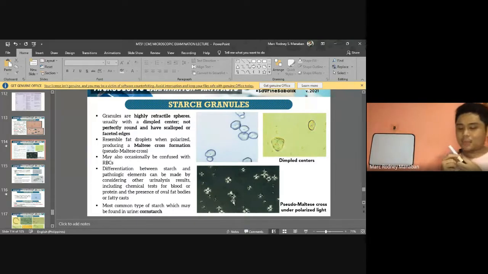Alright? So, which ones exhibit a Maltese cross formation? Let's summarize with a mnemonic: O, F, F, S. What is the O? Oval fat bodies.